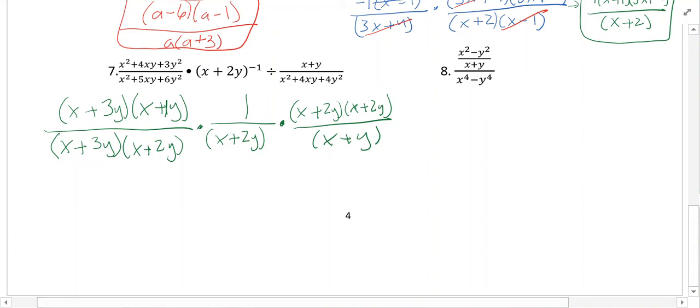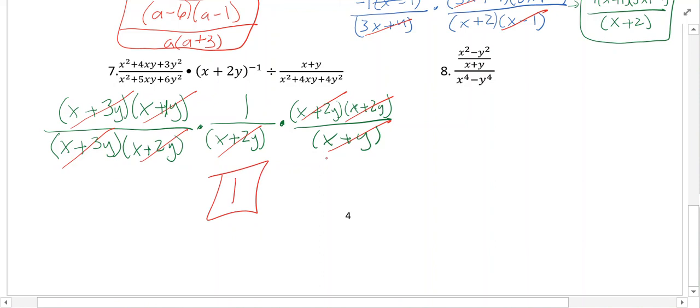All right, so now we can go ahead and see if anything can reduce. X plus 3y and x plus 3y can cancel out. X plus 1y here and x plus 1y can cancel out here. And then I have x plus 2y, x plus 2y, and here I have x plus 2y, x plus 2y. So the only thing I'm left with is 1. So that is my answer, 1. So all of that canceled out to just be 1. Everything on the top and everything on the bottom was the same, so 1.